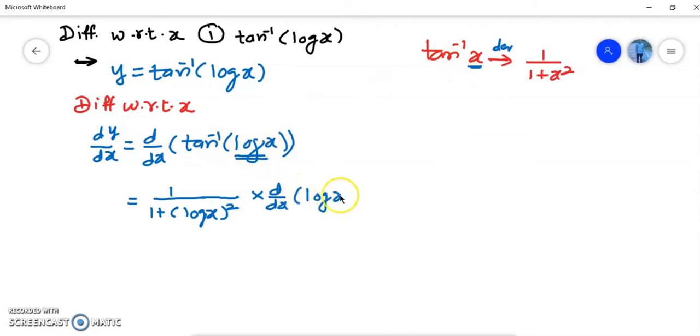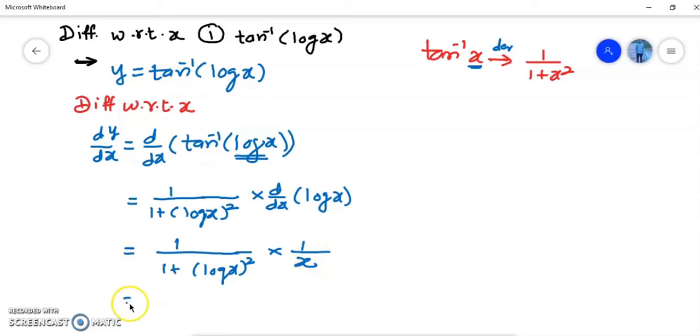When we compare tan inverse x and tan inverse log x, the replacement is log of x. So we can write this as 1 upon 1 plus log of x whole square into d by dx of log of x, which is 1 upon x. And you can finish this in a better manner as 1 upon x into 1 plus log x whole square, and then bracket complete as it is. This is dy by dx for us.